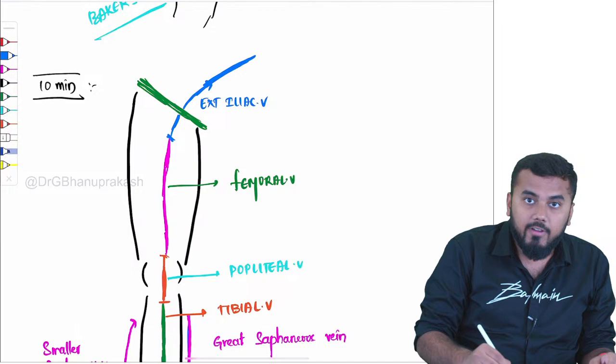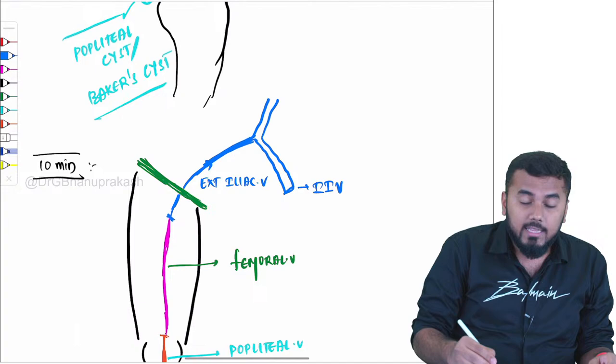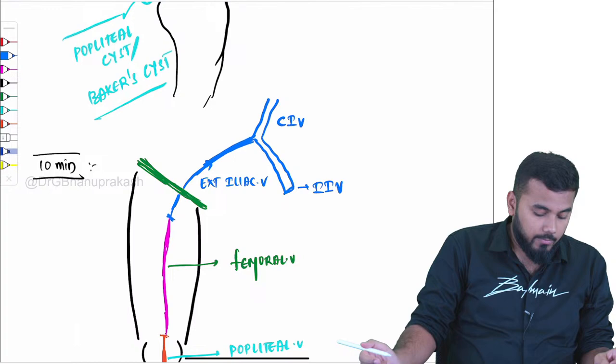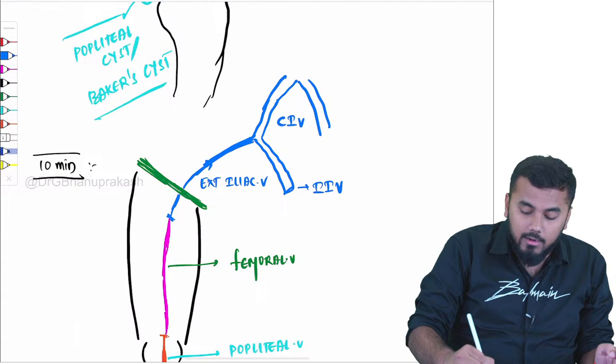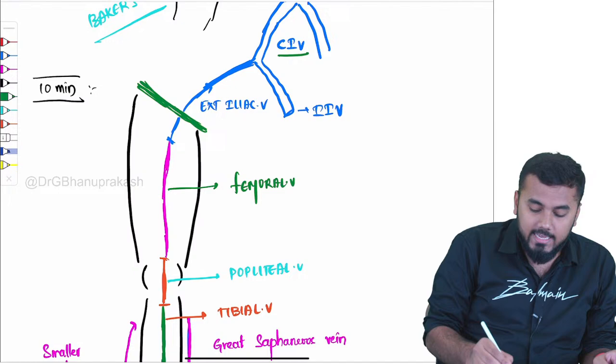Okay. So when there is external iliac vein, we have also got another vein coming from this side. That will be internal iliac vein. External and internal iliac vein together form a vein. This is called what? Common iliac vein. Common iliac vein on the right side, common iliac vein on the left side, both of them join together and form your inferior vena cava. So, inferior vena cava, common iliac vein, external iliac vein, femoral vein, popliteal vein, tibial vein.